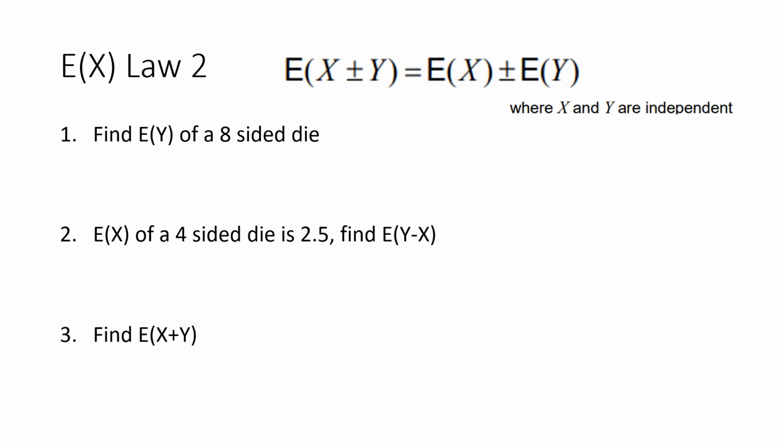Again, I recommend you do all these questions I'm going over first before I do them. So find the expected value of an 8-sided dice. So that again is asking us to add up all the possible outcomes, 1, 2, 3, 4, 5, 6, 7, 8, and that gives us 36.